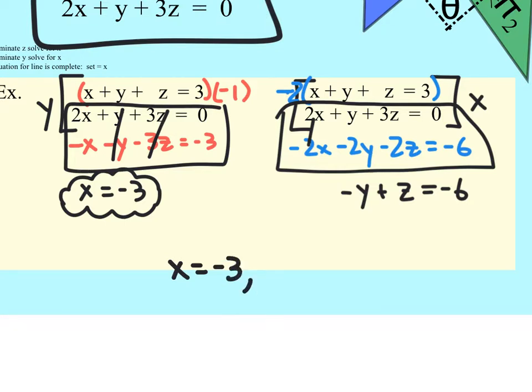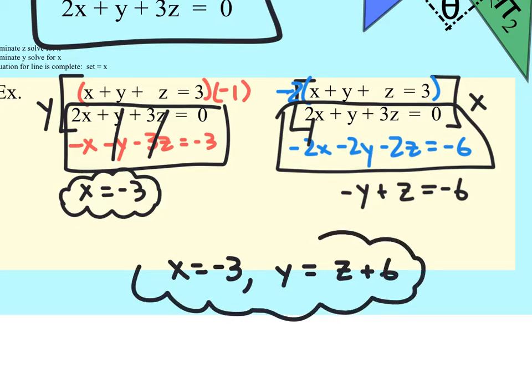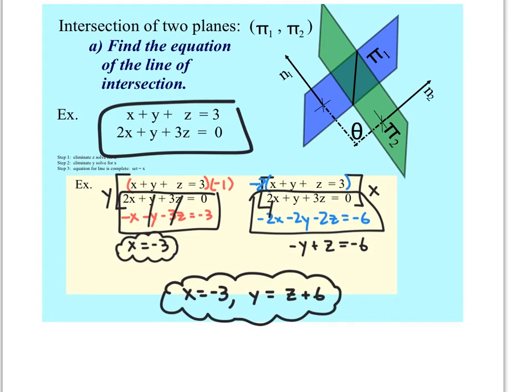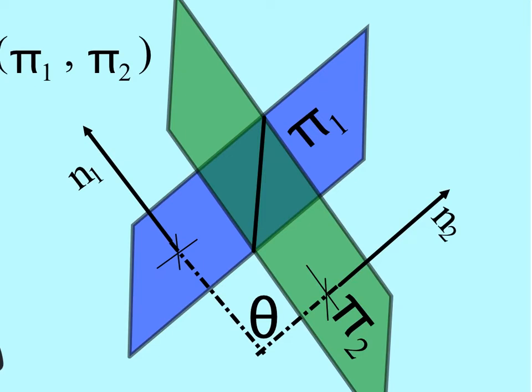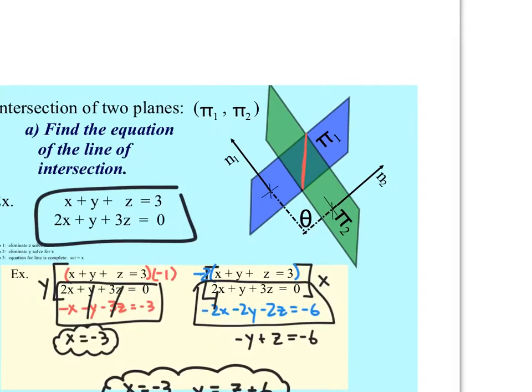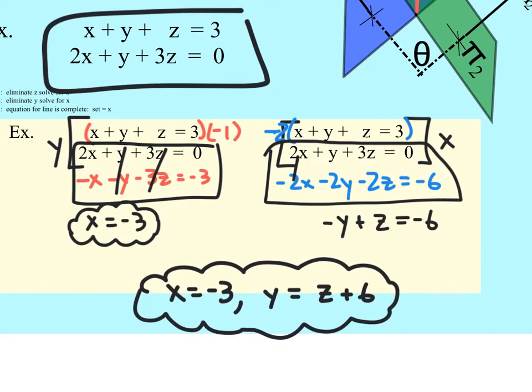You might recognize this form. And I get y equals, oh boy, I've got to manipulate that. So it'd be z plus 6. And that'd be the equation of the line where those two planes intersect. Now, if you visualize that, this would be our line. That'd be the equation of the line. So it looks like in our case, x is always -3, and y equals whatever z plus 6 equals.